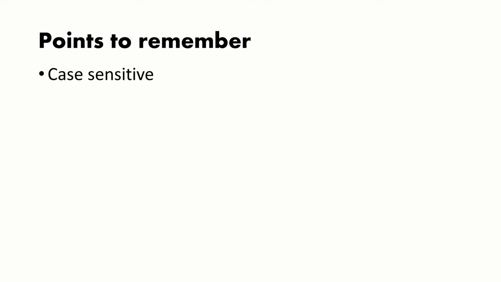What are the points we have to remember here? Everything we use in our C program is case sensitive. That is, if you declare variables int A and a, these two are treated as two different variables, not the same. Uppercase A is not equal to lowercase a. Uppercase and lowercase characters are treated as different characters, and that is what we call case sensitive.